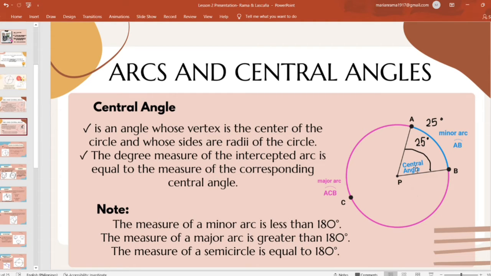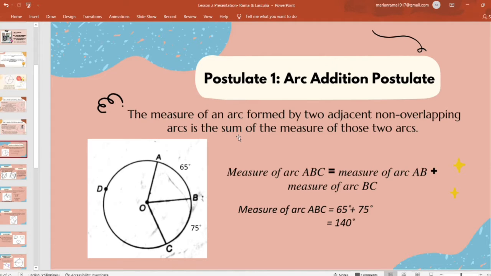For example, if we have our central angle given by 25 degrees, then our minor arc would also be 25 degrees. Note that the measure of a minor arc is less than 180 degrees, and our major arc is greater than 180 degrees. And of course, the measure of a semicircle is equal to 180 degrees. Note also that the whole revolution of our circle is equal to 365 degrees. For this topic, you will learn about postulates and theorems.